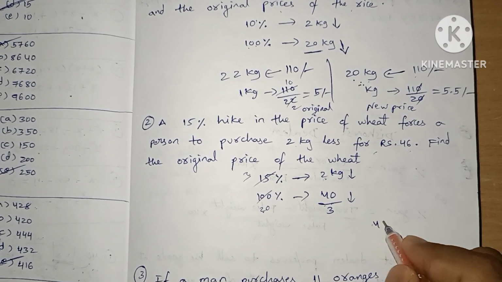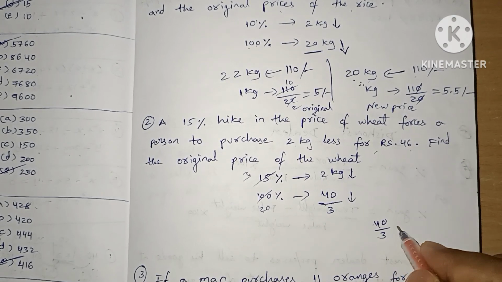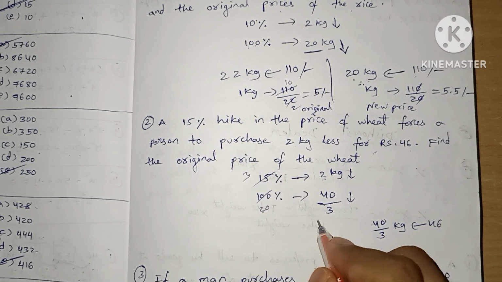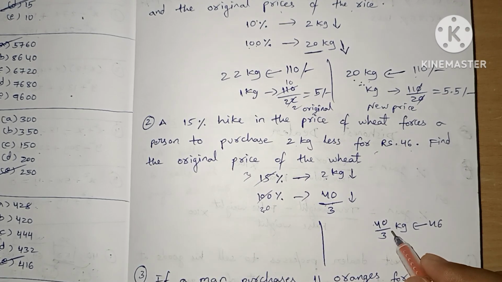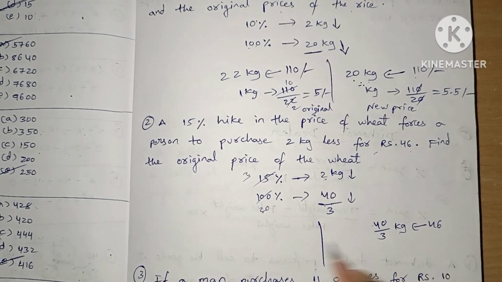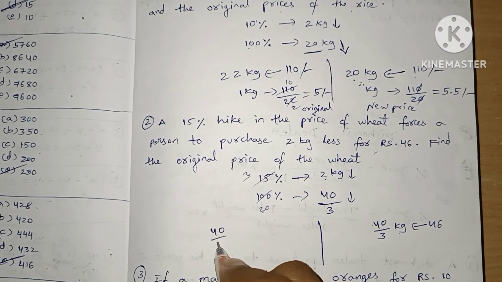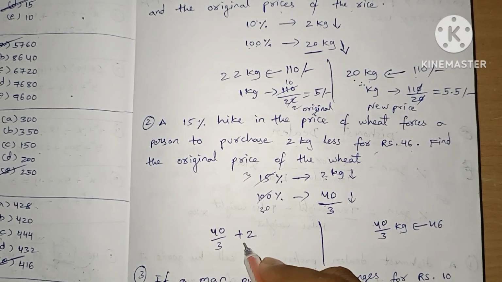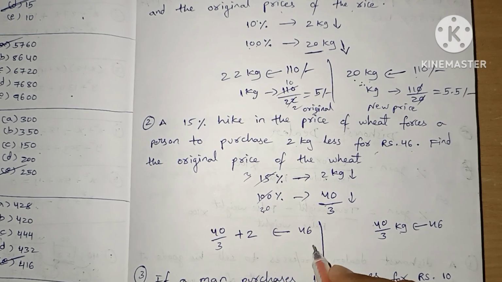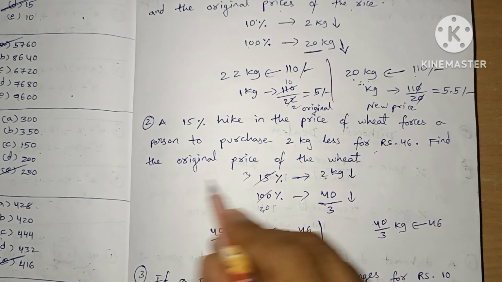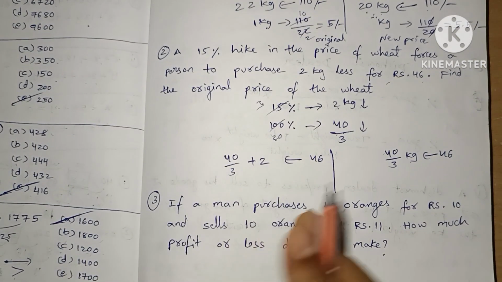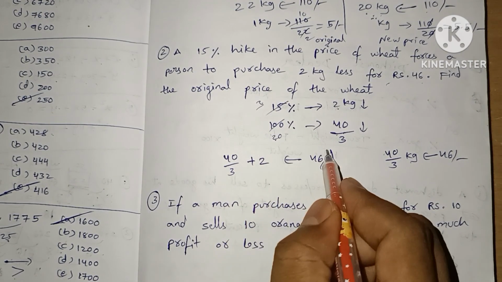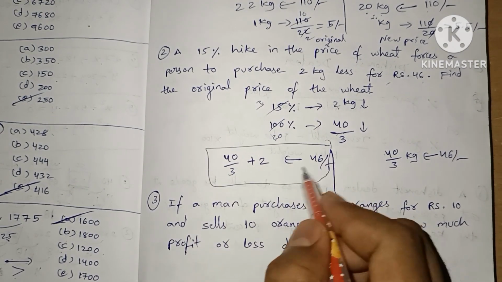At present he can buy only 40 divided by 3 kgs for 46 rupees. Initially he could buy 2 kgs more than this, so 40 divided by 3 kgs plus 2 kgs he bought initially at 46 rupees. The question asked is to find the original price of the wheat.